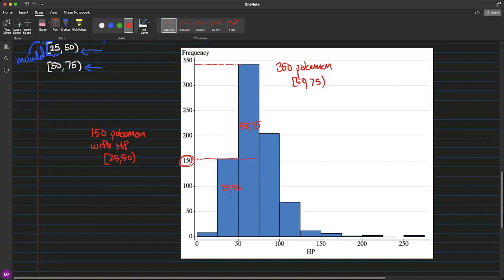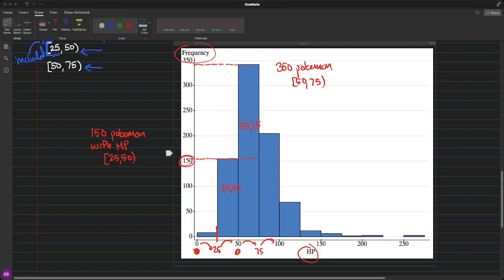The frequency is the height, and you can still see that it's HP on the x-axis. And then you can work backwards. You can see that this is 0 over here, this is 50. The bin stops halfway in between, so you can tell that it goes from 0 to 25, and then 25 to 50, and then you know it goes from 50 to 75, and 75 to 100, and so on.